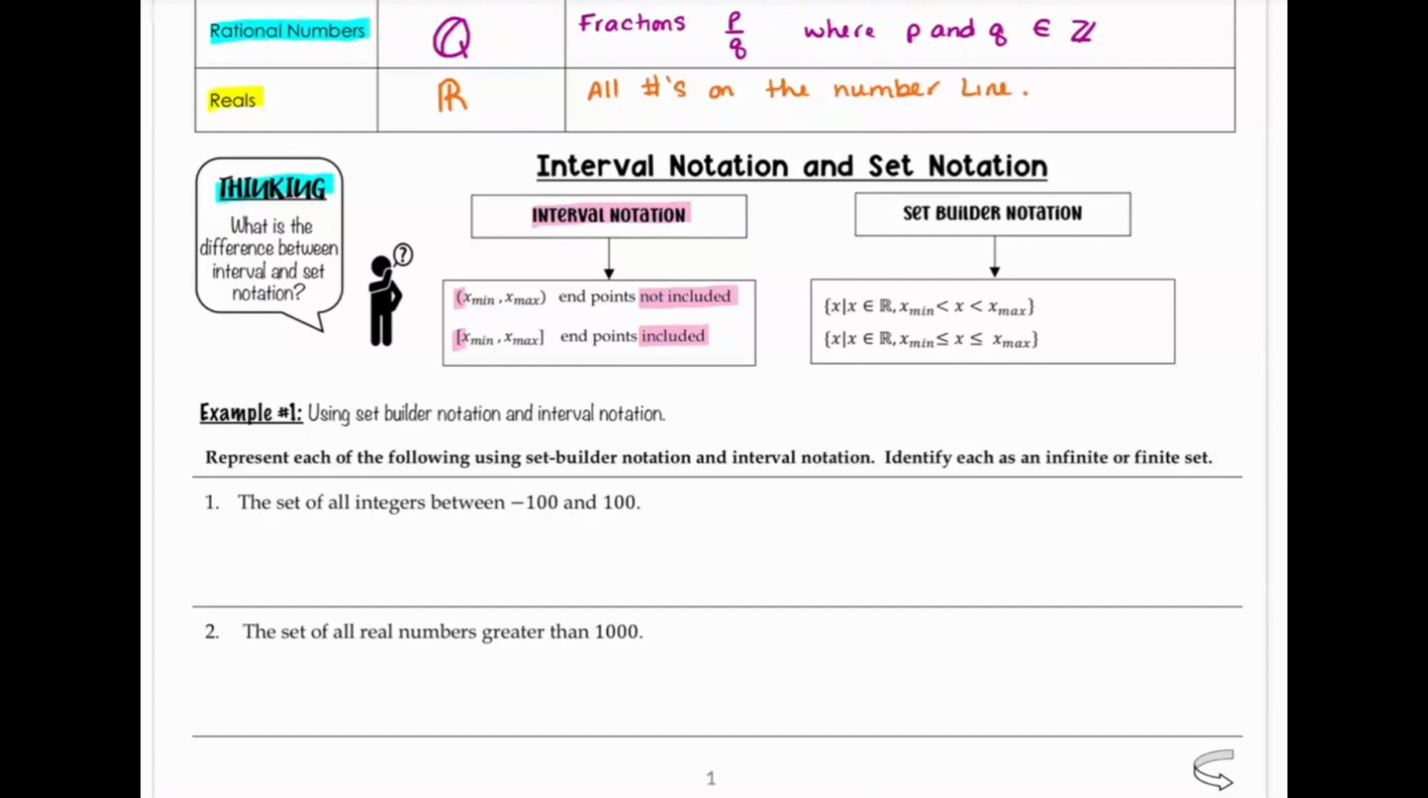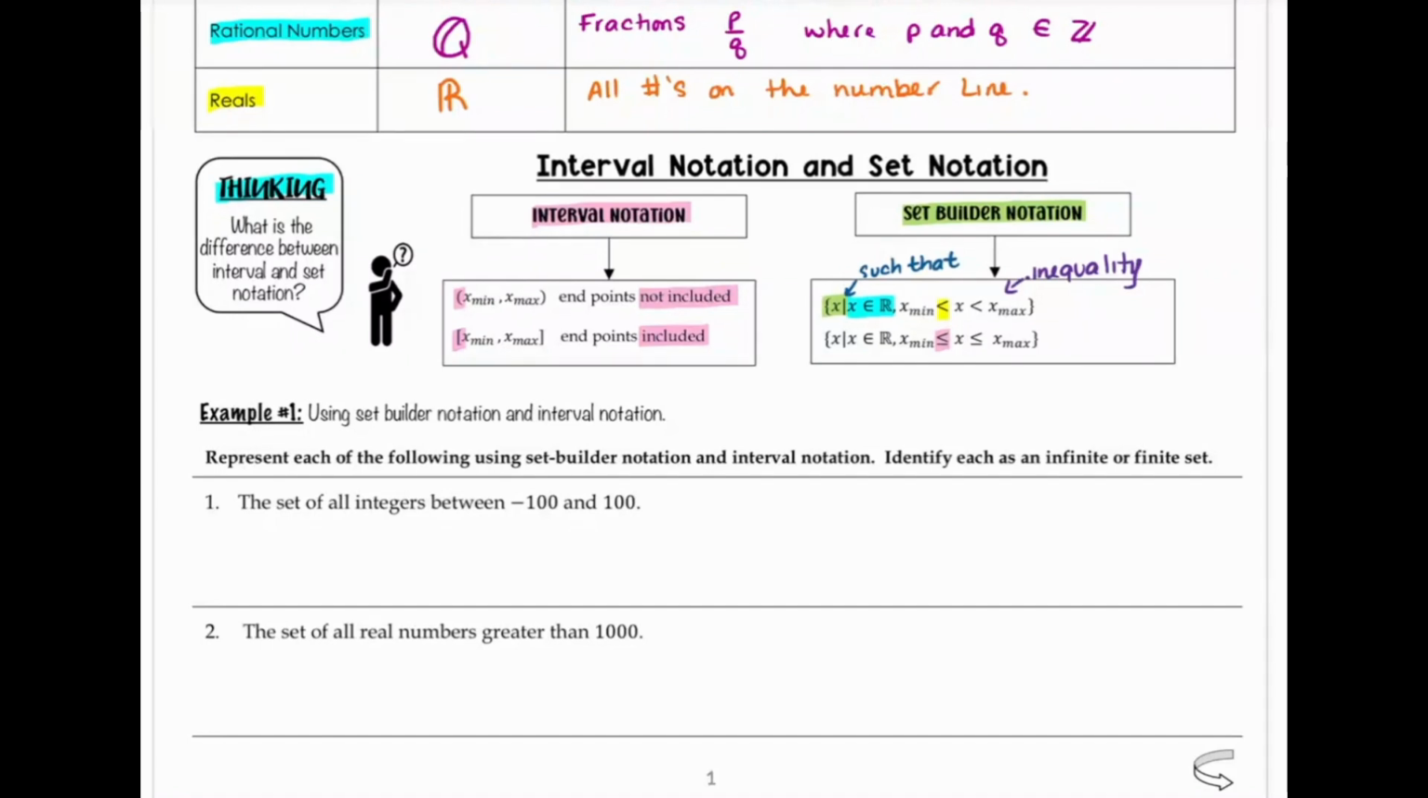We have set builder notation. When it comes to set builder notation, we start off with a curly brace, X, and a line that represents "such that." We always include the set that we are dealing with: X is a member of the set of reals, or X is an element of the rational numbers. And then we write our values in terms of inequality. A less than symbol means that the number is not included. A less than or equal to, or greater than or equal to, means that the number is included.